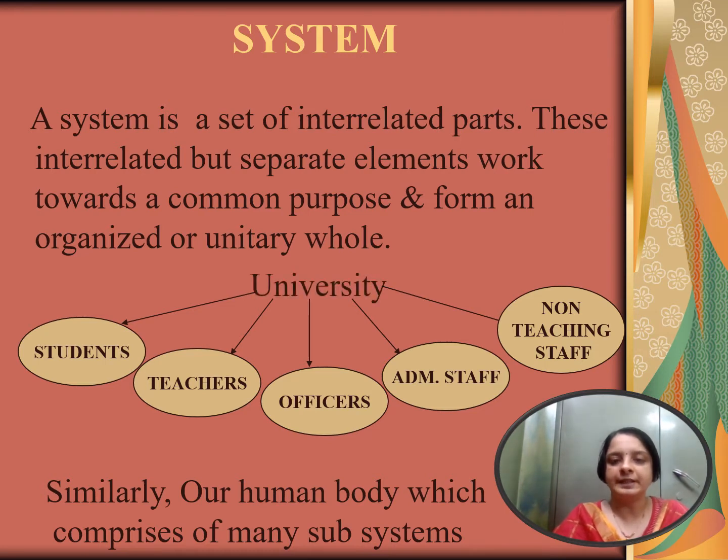Now, for example, let us understand the university. University has a number of elements like students, teachers, officers, administrative staff, and non-teaching staff. Each and every element within the university is important. If one of the elements is not working, then university will not function. For example, if students are not there within the university, will university function? No. There has to be students. If teachers are not there, then also university will not function. So system says that each and every resource is important and they all work together to form a whole.